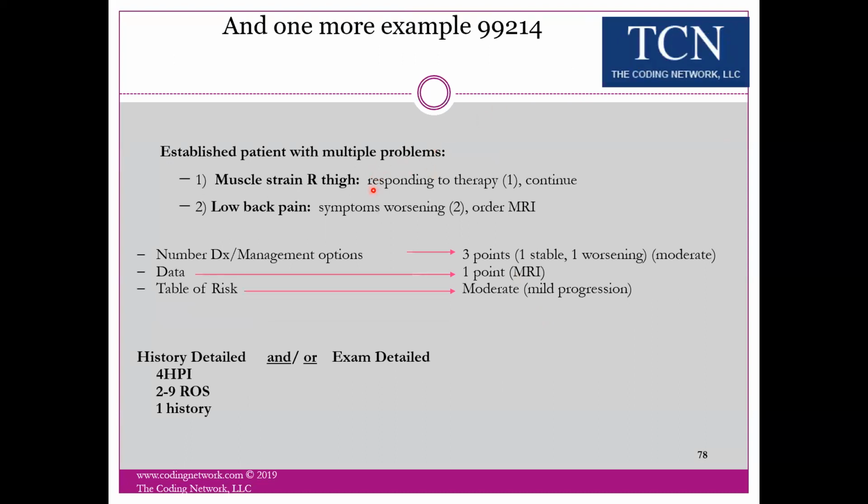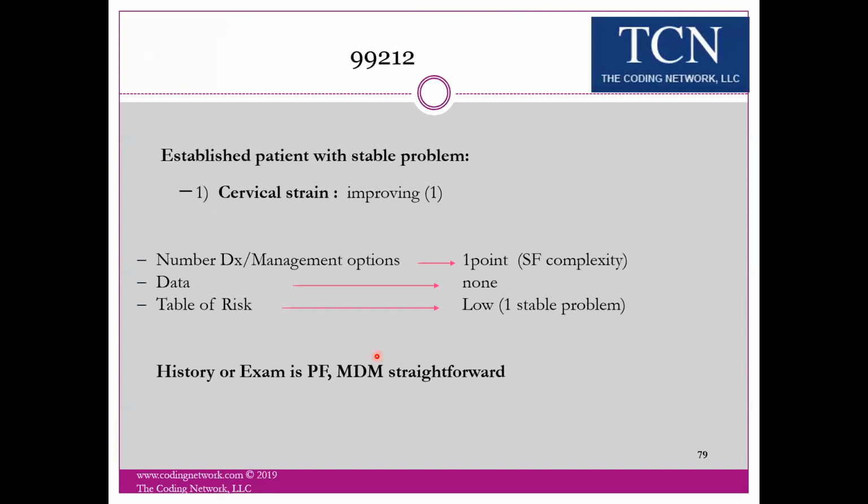Another 99214: 2 problems. If one problem is stable and one is not, that does qualify for a 99214, but again, make sure you document your status. Because typically 2 stable problems are going to be a 99213. If one of them is not stable, or both, that will get you to your 99214. But then again, remember, you want to make sure either your history or your exam is at least detailed. And then your typical 99212 is 1 stable problem.